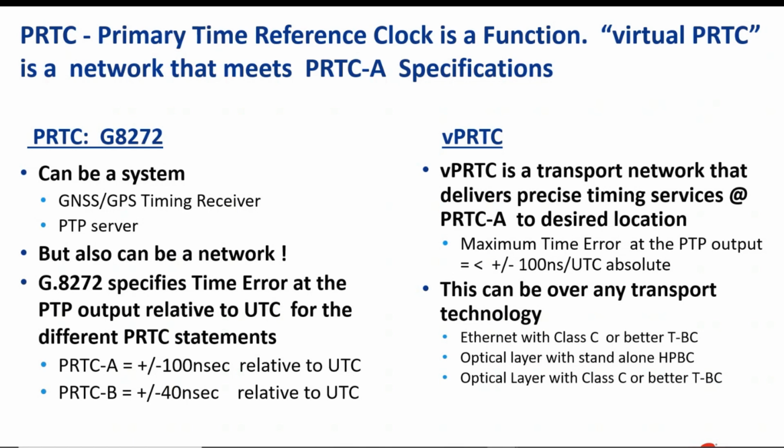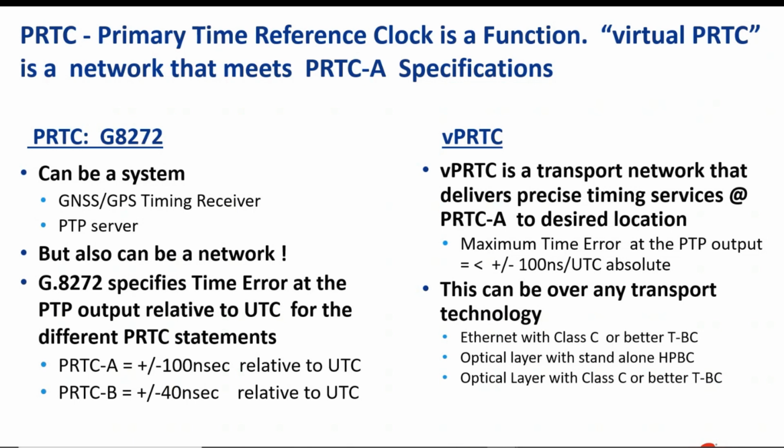G.8272 specifies the time error at the PTP output relative to UTC for different PRTC statements: PRTC-A and PRTC-B. PRTC-A is better than 100 nanoseconds to UTC, where PRTC-B is 40 nanoseconds or better. With our product, the TP4100, we can configure it as a PRTC-B.